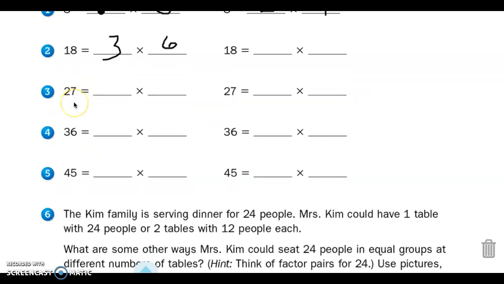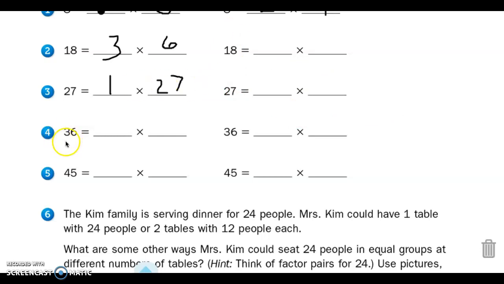Okay, 27. Well, for mine, I am going to say 1 times 27, and you need to come up with a different one. Remember, if you can't think of it later, go back to our multiplication and division chart to help you.